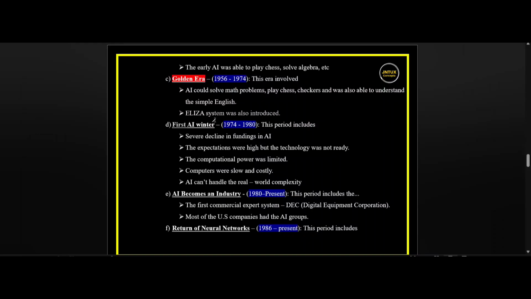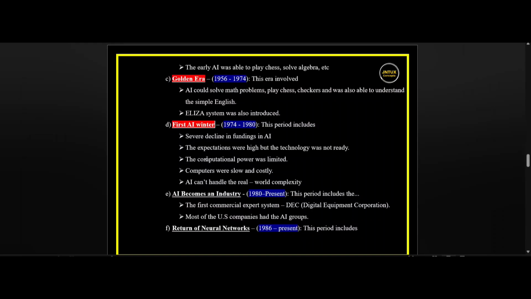After that golden era, AI went through the very first AI winter, which was between 1974 and 1980. This period included a decline in funding in the artificial intelligence domain. The expectations were too high, but the technology was not ready yet to match them. The computational power was also limited. The computers were slow and expensive to purchase and to perform operations. During this first AI winter, AI was not ready yet to handle real-world complexities.